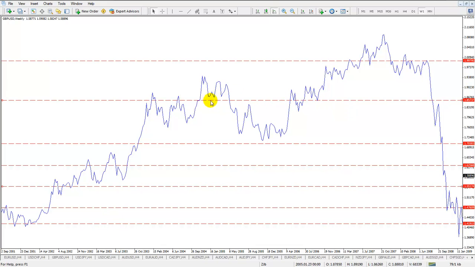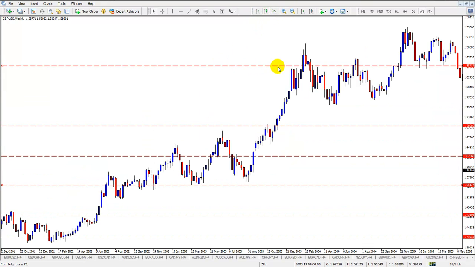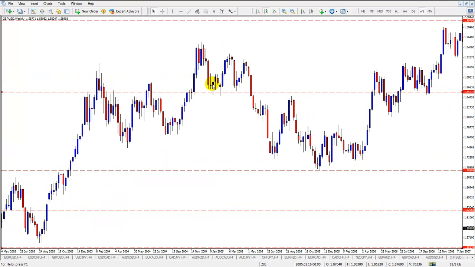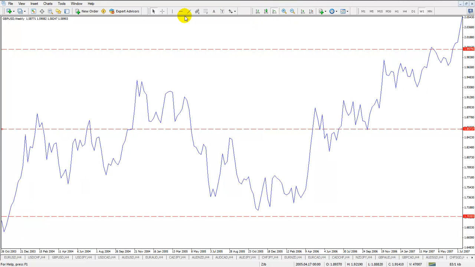That's a nice one. But these are a little bit higher. Of course, the tails of these candles touch the line. Let me zoom in so you can see. The tails of these candles touch the line, but the closing price doesn't quite get there. Okay, let me go again.